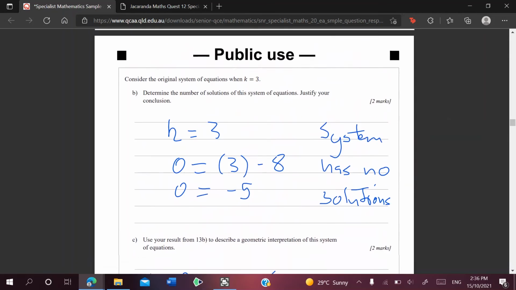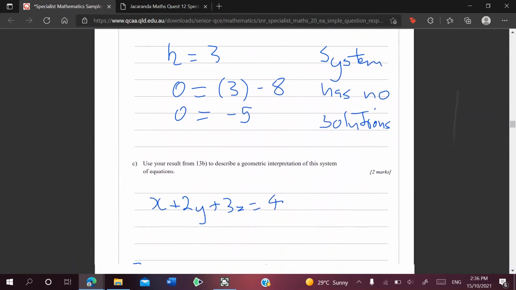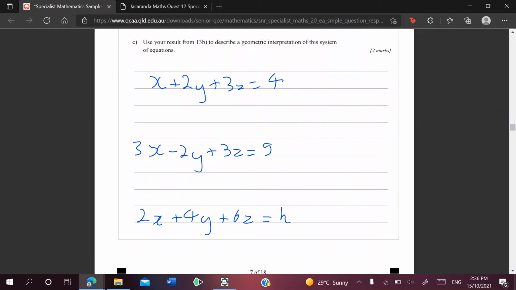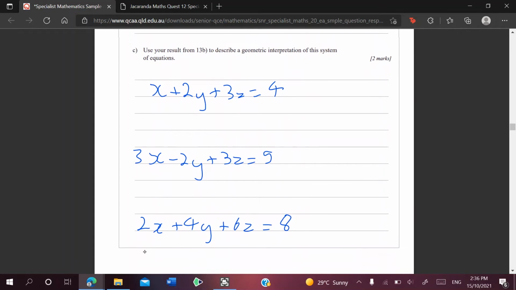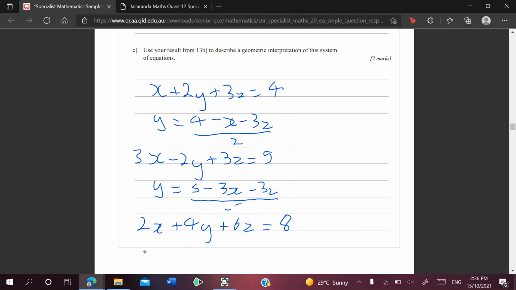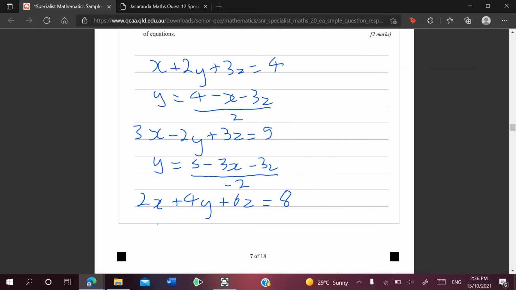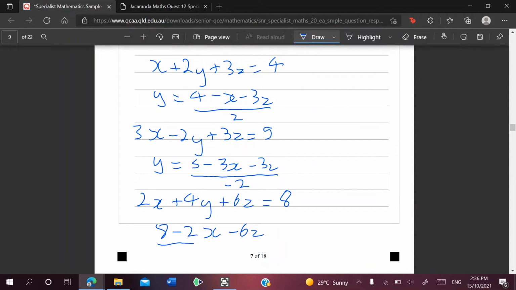And now we know from up here, the original one, we know that k equals 8. So we're just going to erase that and let that equal 8. And what we're going to do for this question in particular is we're going to rearrange in terms of y. So we'll just go ahead and do that now. So this equals 4 minus x minus 3z over 2. This one here equals y, 5 minus 3x minus 3z over negative 2. And this one here simply equals 8 minus 2x minus 6z over 4.